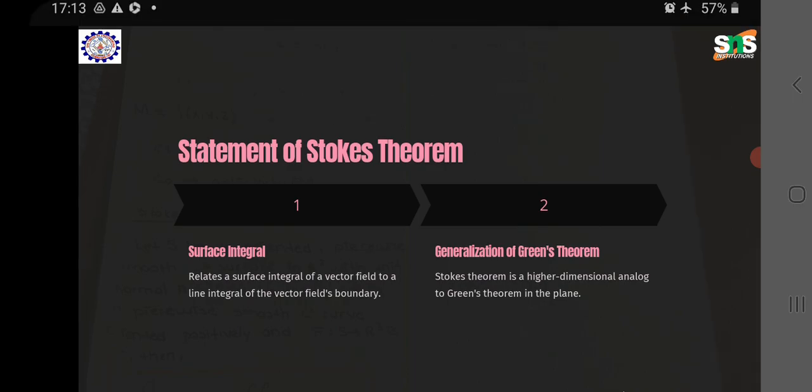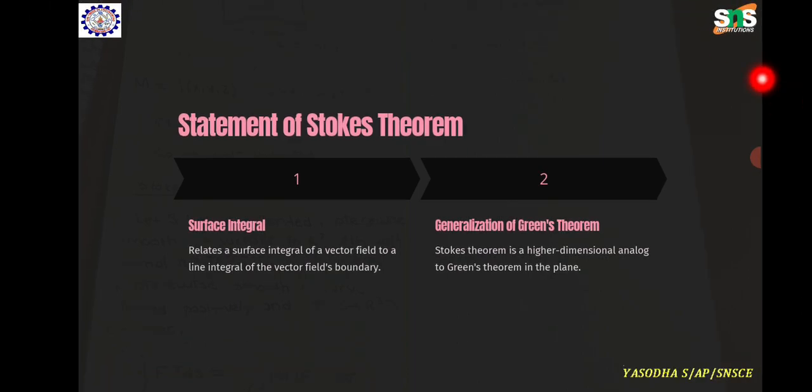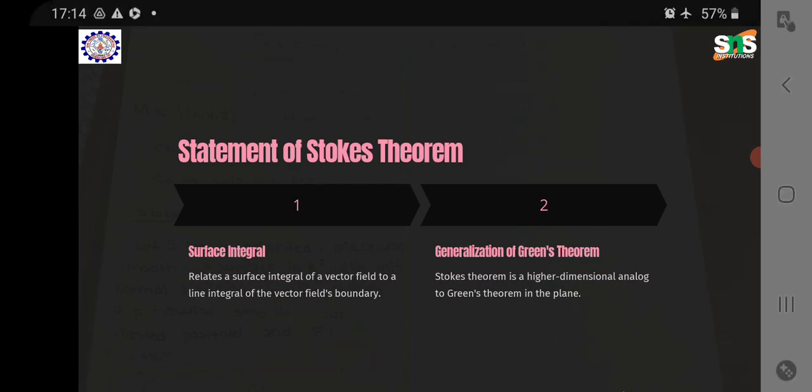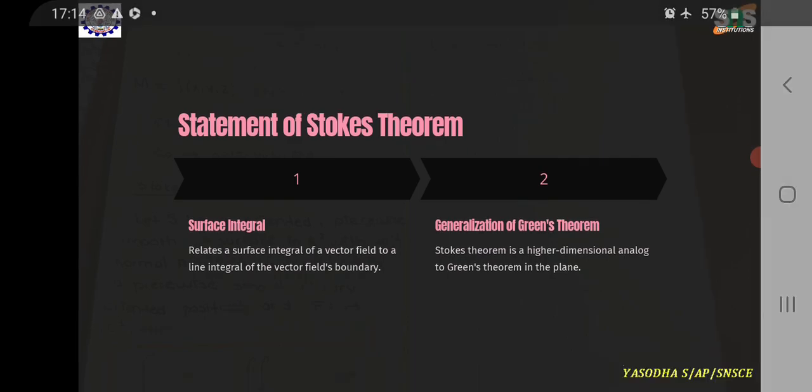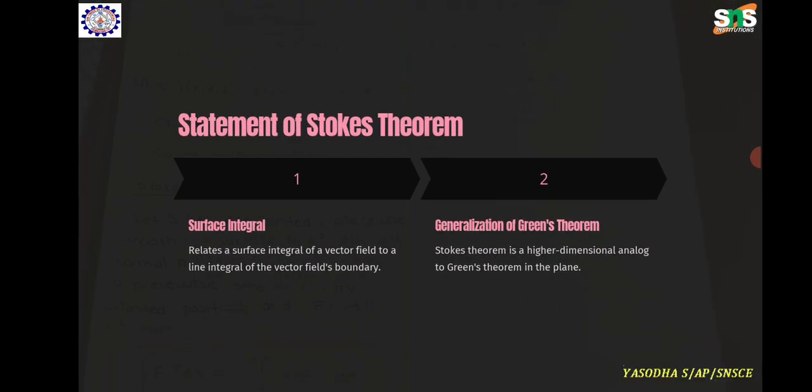Statement of Stokes theorem. Surface integral. The surface integral of the curl of a function over the surface bounded by a closed surface will be equal to the line integral of the particular vector function around it. Stokes theorem gives a relation between line integrals and surface integrals.